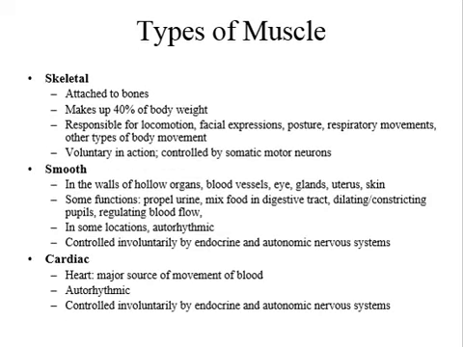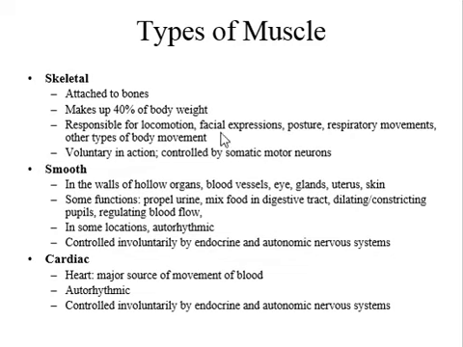And next we are going to see the types of muscles. We have three types of muscles: skeletal muscle, smooth muscle, and cardiac muscle. But here we are going to see only the skeletal muscles. First of all, skeletal muscle is attached to the bone and makes up 40% of the body weight, responsible for locomotion, facial expression, posture, respiratory movements, and other body movements.